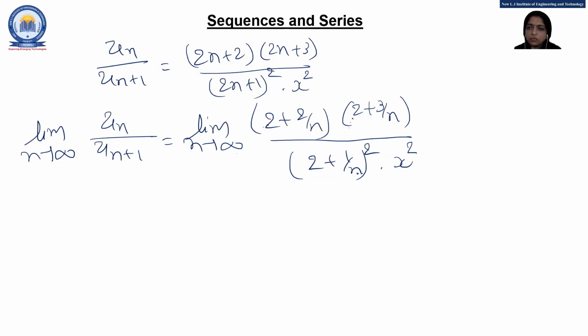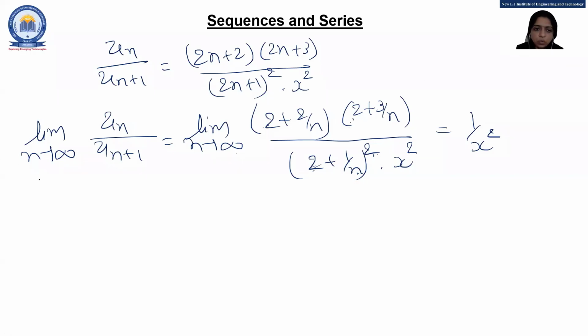2 2s are 4. And in the denominator 2 square is also 4. So this 4 and 4 will cancel. So what is the final answer? That is 1 by x square. Right? So Yash Kushal, you are right. So here 1 by x square.